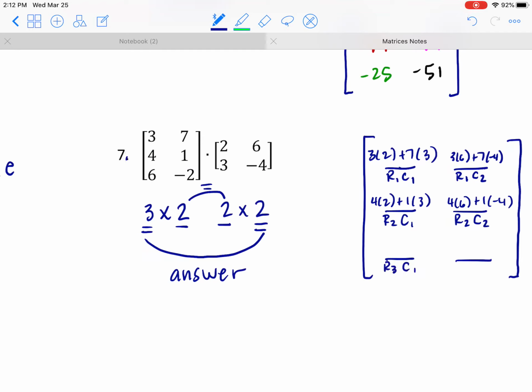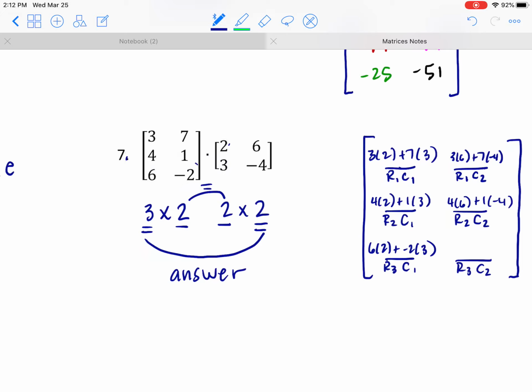And so now we have row 3, back to column 1. So I'm going to use row 3, column 1. So 6 times 2 plus negative 2 times 3. And then lastly, still in row 3, but now we're in column 2.